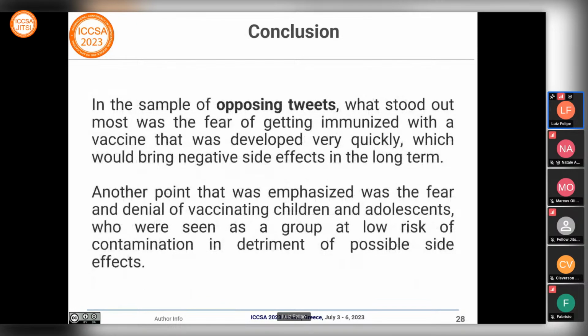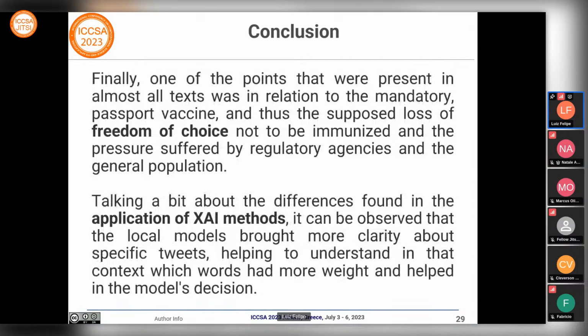Opposition posts were based on the fear of the risks of a vaccine developed so quickly, such as possible side effects, and the obligation to vaccinate children and adolescents, a group at low risk of contamination. In general, the posts present the most the texts with a relation to freedom of choice. About the explainable tools, the point of emphasis is that LIME is a tool for analysis of only one sample, in contrast to the tools for global analysis.